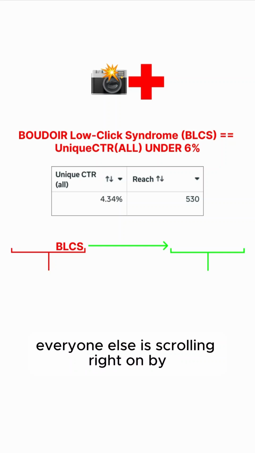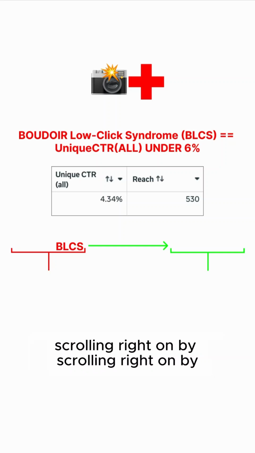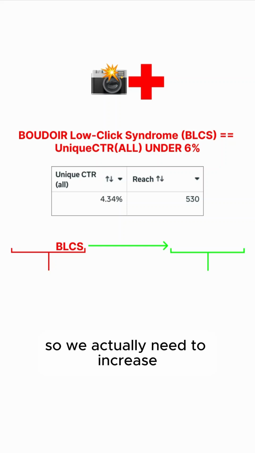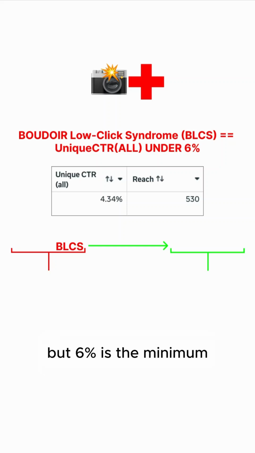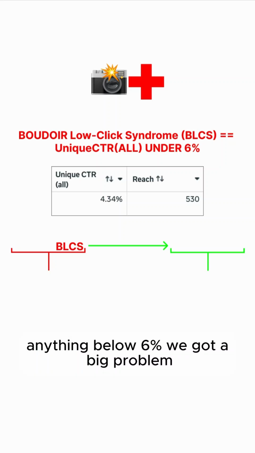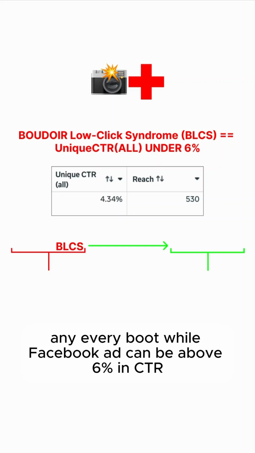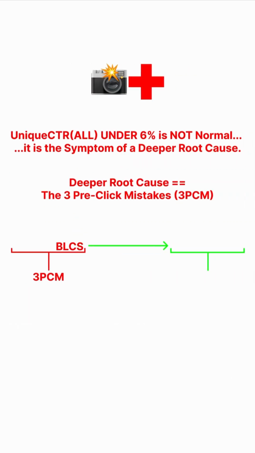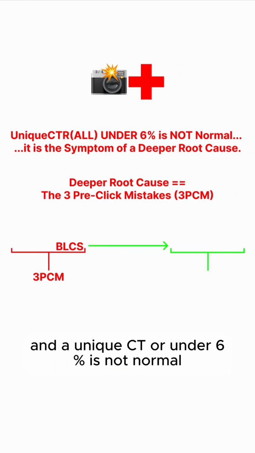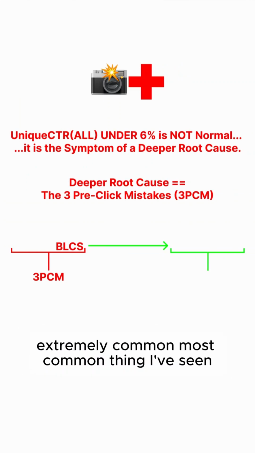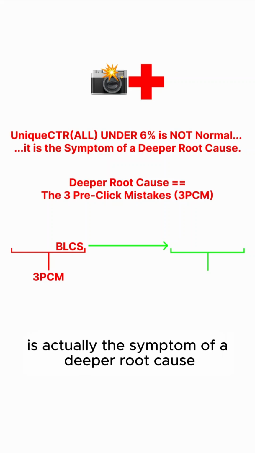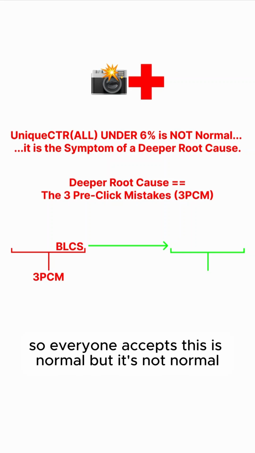Everyone else is scrolling right on by. So we actually need to increase this number as high as possible, but 6% is the minimum. Anything below 6%, we got a big problem. Every boudoir Facebook ad can be above 6% unique CTR, and a unique CTR under 6% is not normal. Extremely common, the most common thing I've seen, but it's not normal. It's actually the symptom of a deeper root cause. So everyone accepts this as normal, but it's not normal.